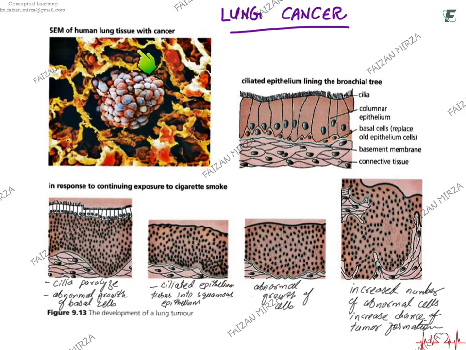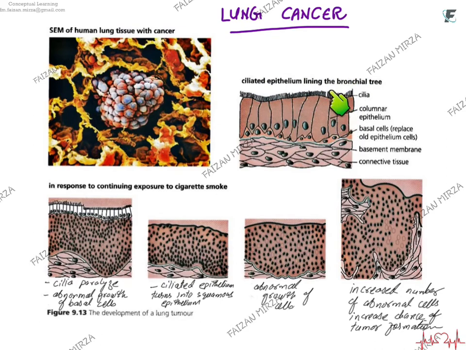This is human lung tissue. This is a scanning electron micrograph. You can see these are the normal alveoli. You can see this is the gas exchange membrane, and here you can see this ball of cells. These cells seem to be really abnormal compared to the cells in their surroundings. So what happens? This is actually the ciliated epithelial lining of the bronchial tree.